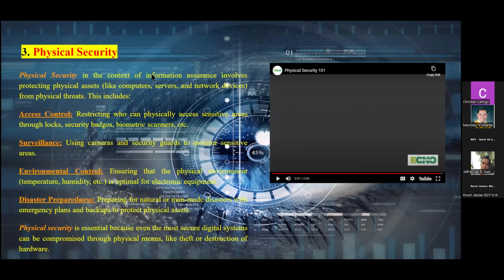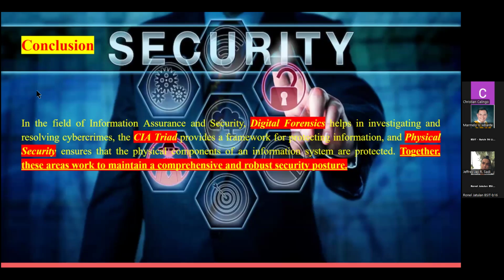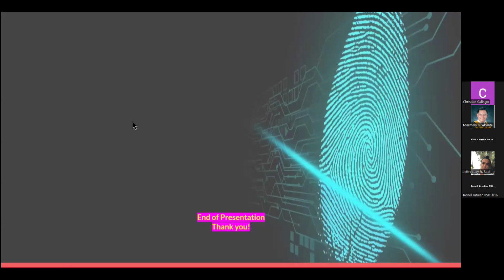Physical security is essential because even the most secure digital systems can be compromised through physical means like theft or destruction of hardware. I dare to conclude that in the field of information assurance and security, digital forensics helps in investigating and resolving cyber crimes. The CIA triad provides a framework for protecting information, and physical security ensures that the physical components of an information system are protected. Together, these areas work to maintain a comprehensive and robust security posture. Thank you.